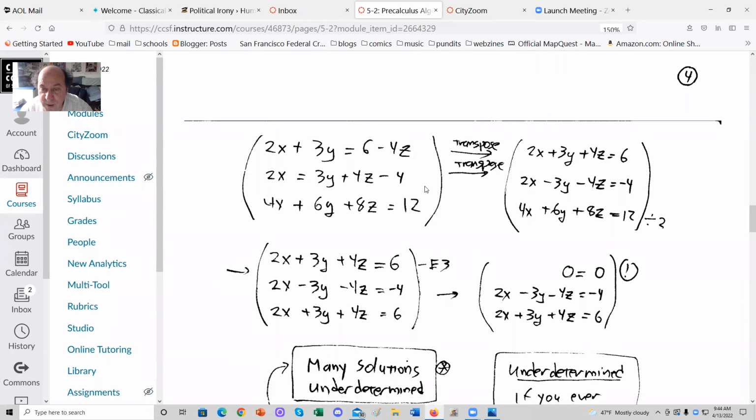Here we have an underdetermined situation. We have a linear system here. You have variables on both sides. We do some transposing, and we get 2x plus 3y plus 4z equals 6.